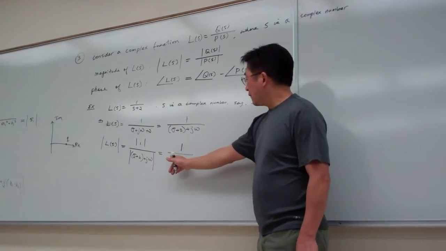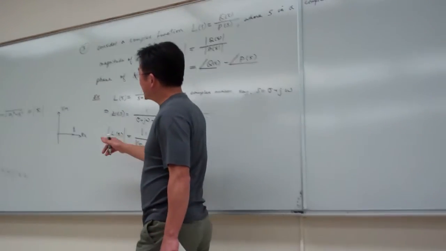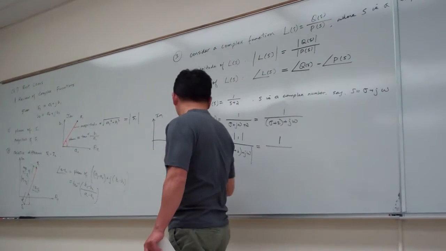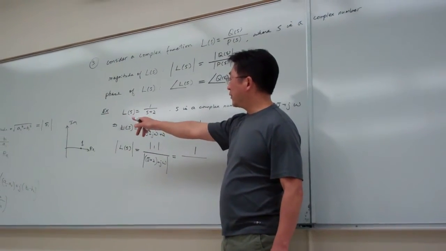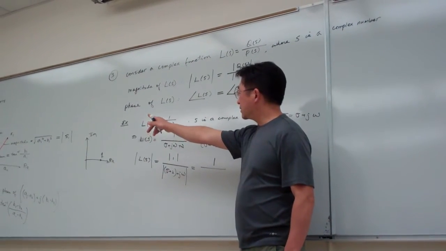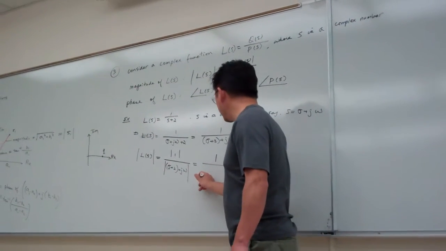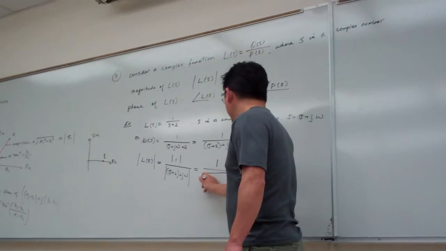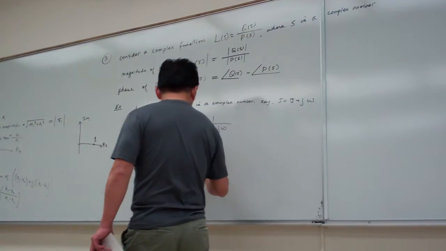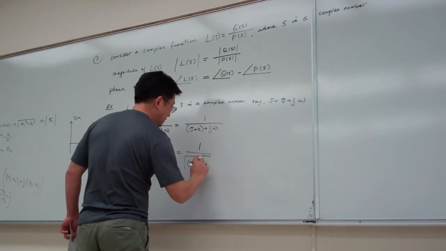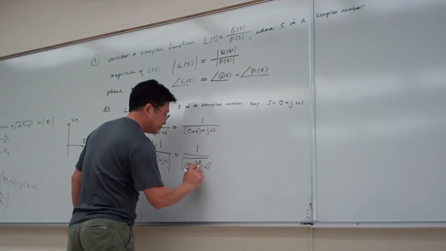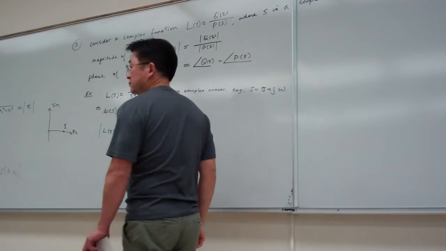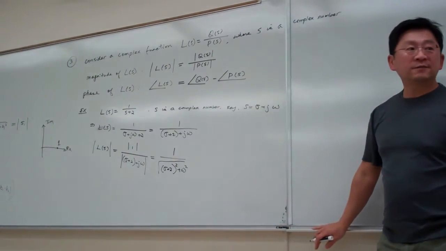And for this one, again, we can plug into this equation. Because we have a real part and an imaginary part, we can locate the point, and we simply take the distance to the point. So basically this is equal to the square root of sigma plus 2 squared plus omega squared.